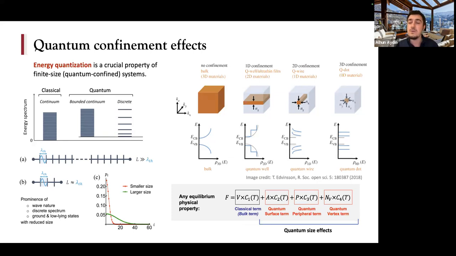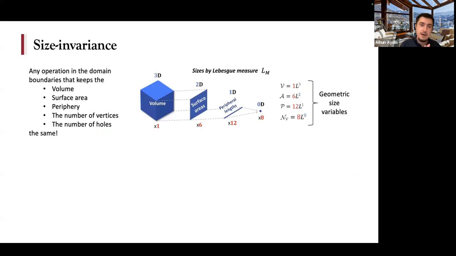But once you do not do that at nanoscale, the surface area, peripheral lengths, and number of vertices, the lower dimensional size variables, become also important. And we call them quantum size effects. So you need these effects in order to describe, for example, the free energy of a system properly at those scales. Okay, so these are known. Now I would like to bring your attention more into the geometry of the system.